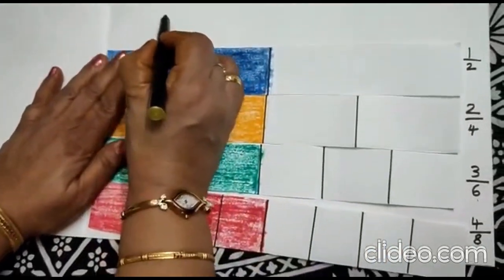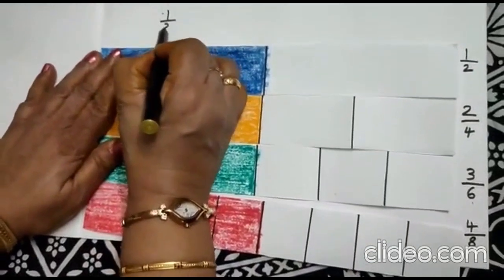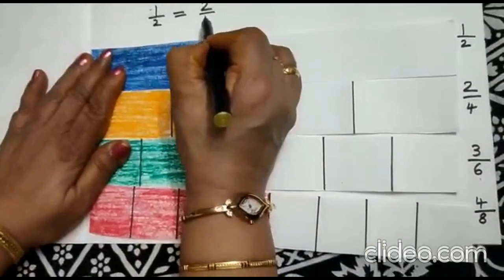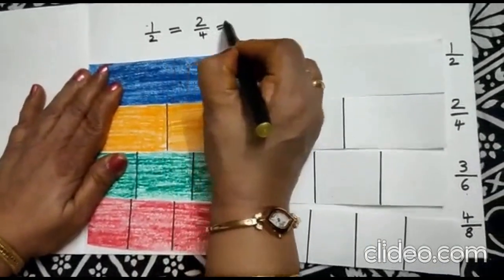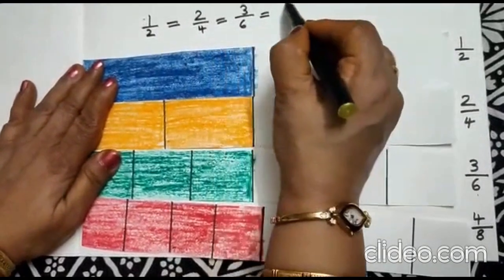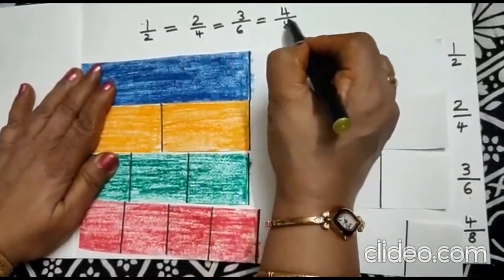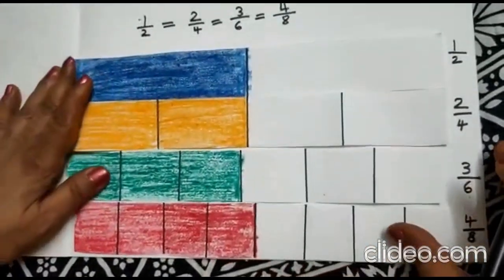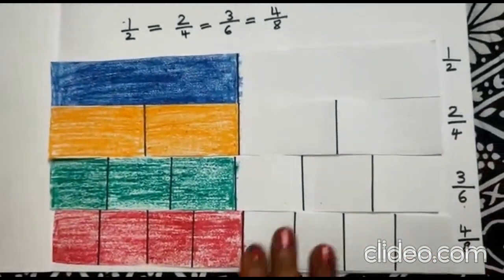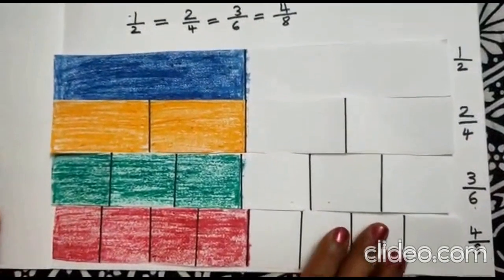That means 1 upon 2 is equal to 2 upon 4 is equal to 3 upon 6 is equal to 4 upon 8. So it is proved that these are equivalent fractions.